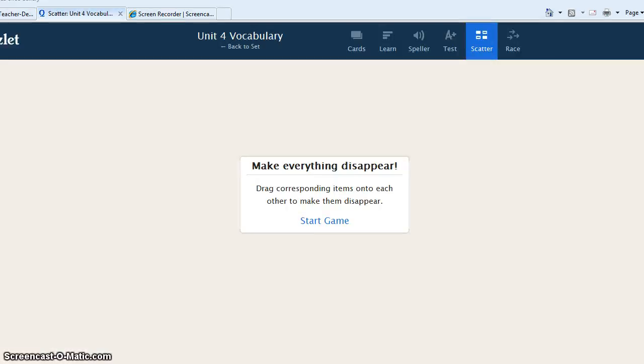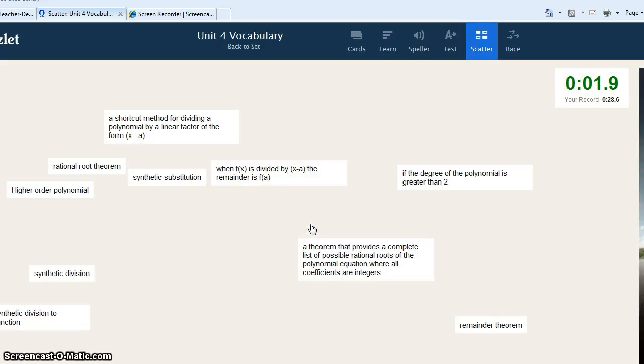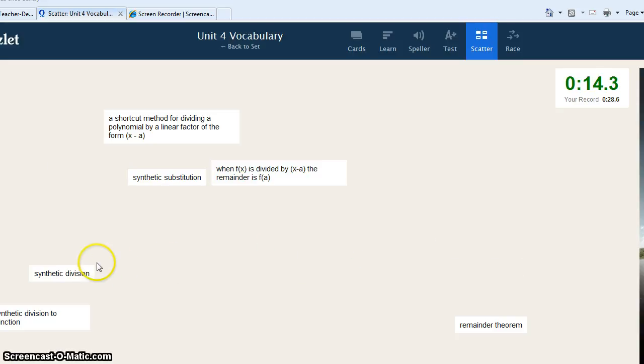One of my favorite technology components is Quizlet. Quizlet is a free internet and app tool that students and teachers can use to improve vocabulary. My school is focusing on math literacy, so students competed to see who can get the best times or scores for the vocabulary for this unit. This is a particular game called Scatter, where the vocabulary words and definitions are all over the page and you have to try to match a polynomial with the definition in the shortest amount of time. And they disappear once they are matched correctly.